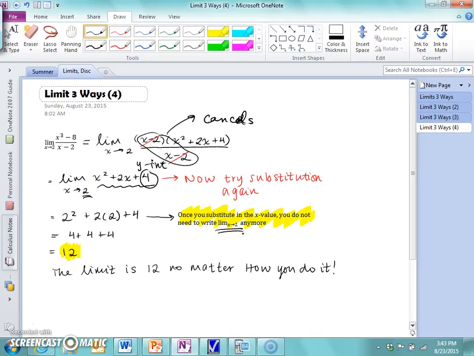anymore. So whenever you're showing work on the AP exam or on any test or quiz, you're going to want to show work and you're going to want to make sure you're precise on when you need to write this and when you don't. At this step, you don't need to write it anymore. You plug it in and you get 12.